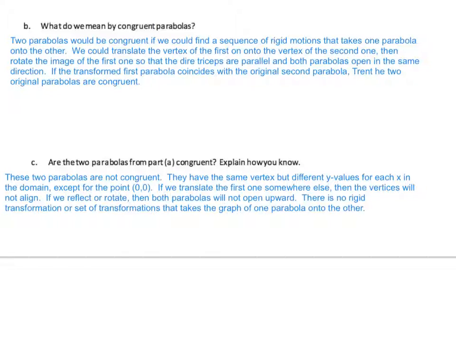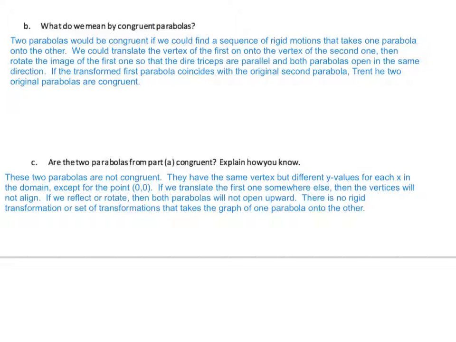So what do we mean by congruent parabolas? Two parabolas would be congruent if we could find a sequence of rigid motions that takes one parabola onto the other. We could translate the vertex of the first one onto the vertex of the second one, then rotate the image of the first one so that the directrixes are parallel and both parabolas open in the same direction. If the transformed first parabola coincides with the original second parabola, then the two original parabolas are congruent.